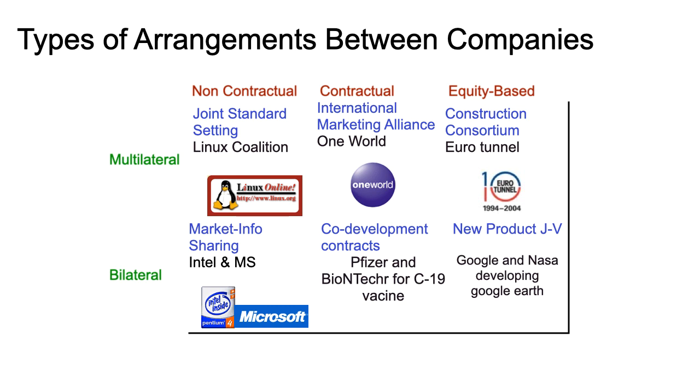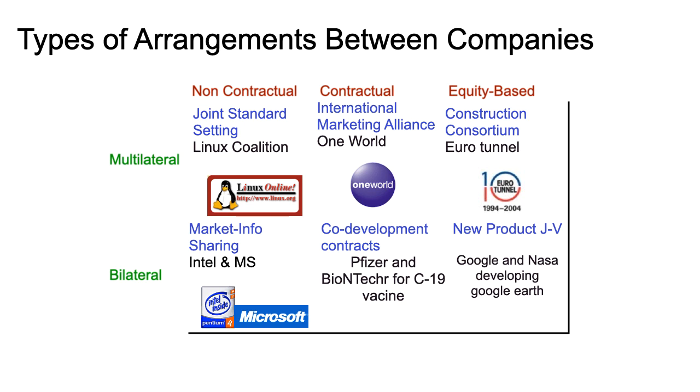An example of a bilateral relation that is non-contractual is, for example, the one that happens between Intel and Microsoft. Every time a new software is needed, Intel has to develop a new chip. And then every time a new chip comes, a new software is needed. By mutually collaborating, they make us buy a new computer every year.